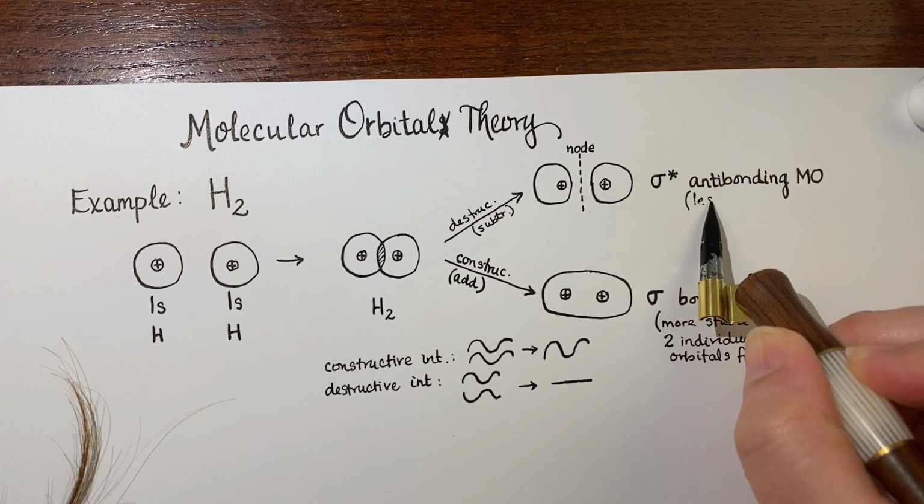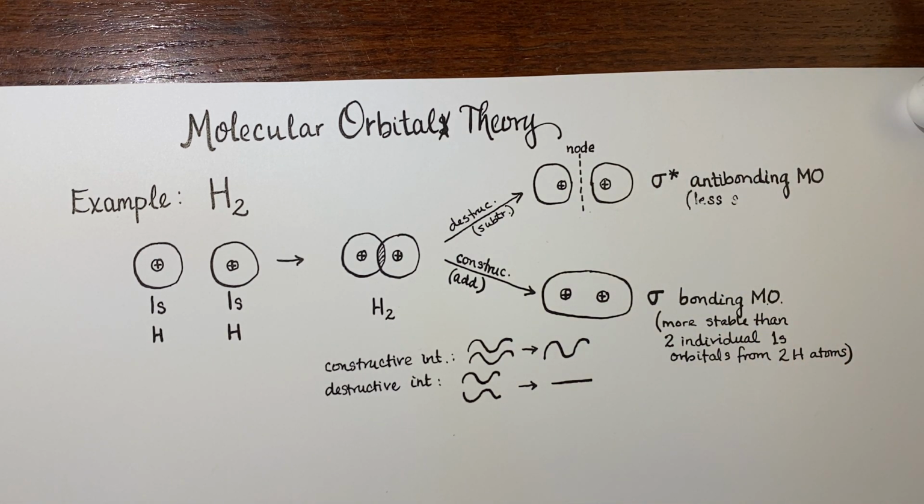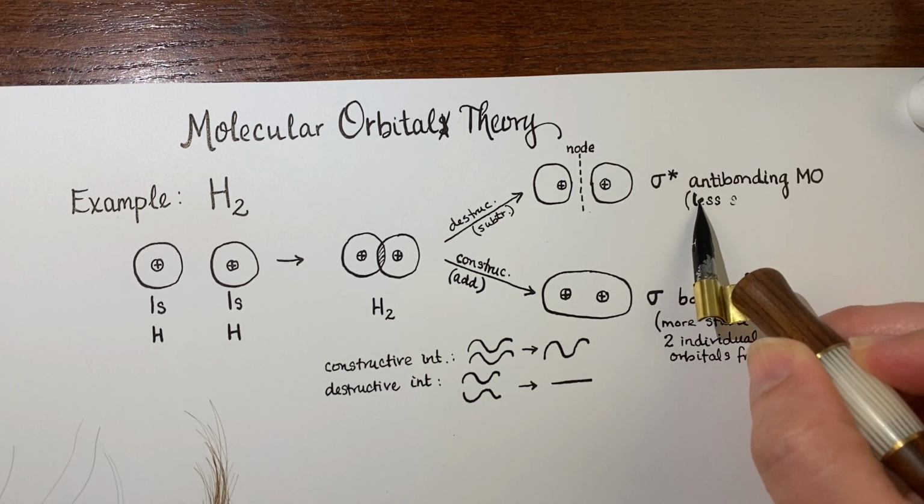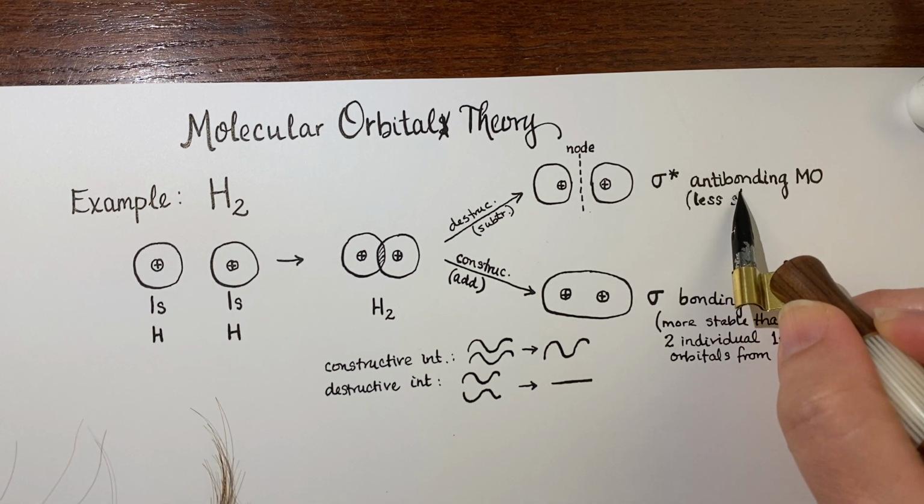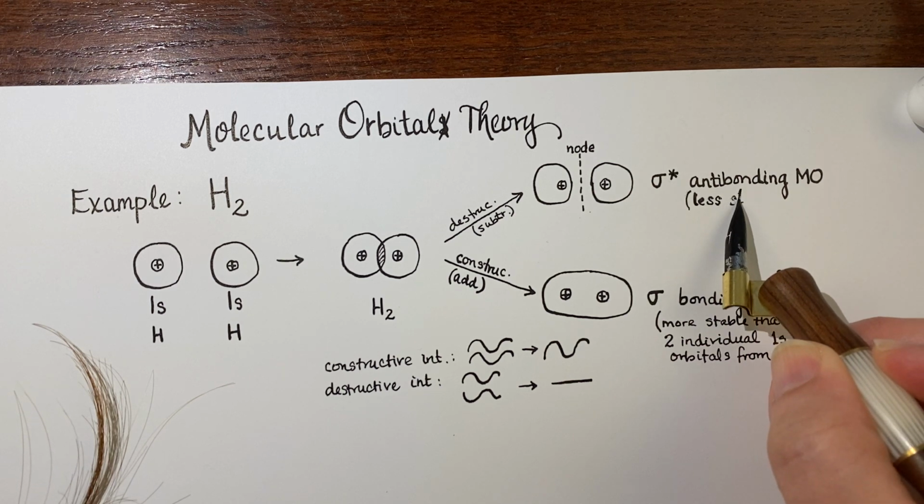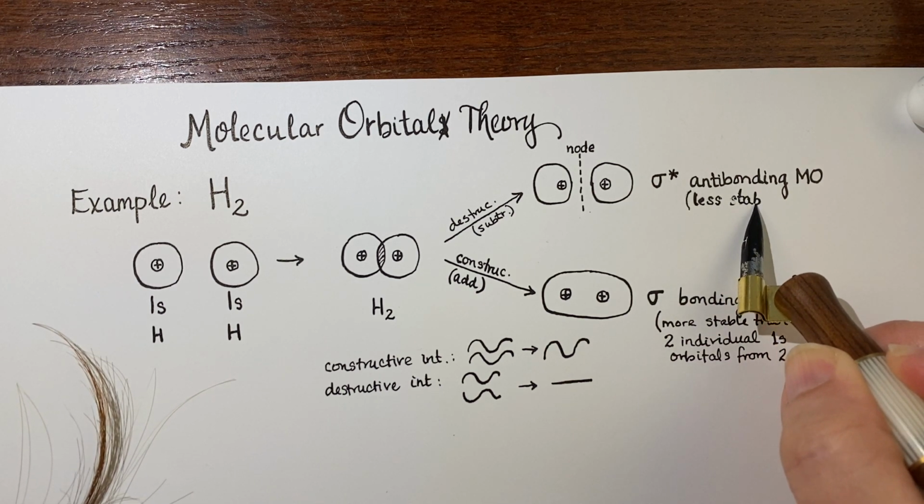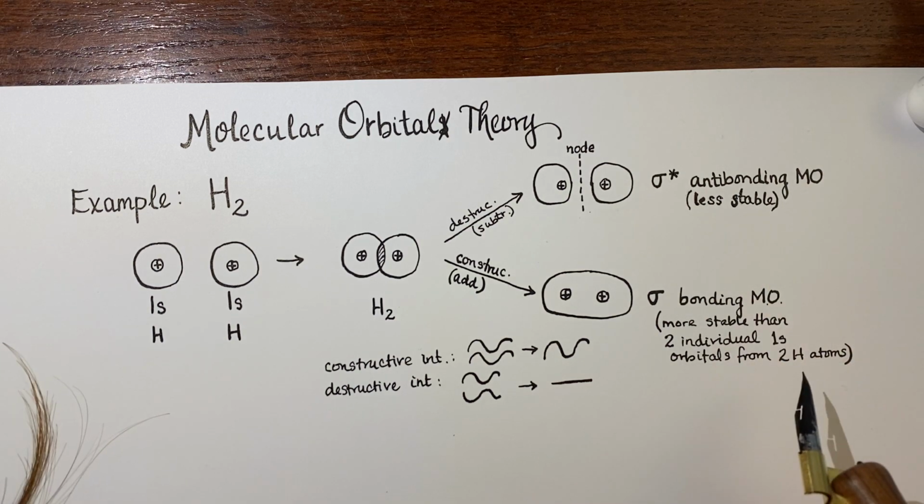Okay, so I'm just going to say this is less stable. Less stable. And that is always going to be true for our antibonding molecular orbitals. They will consistently always be less stable than the original atoms and the bonding counterparts that are here.